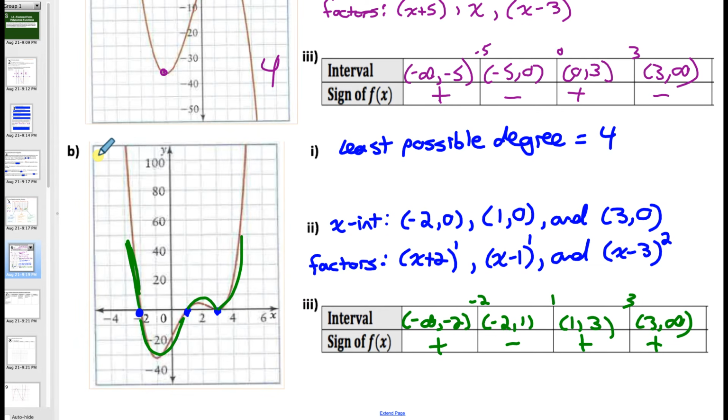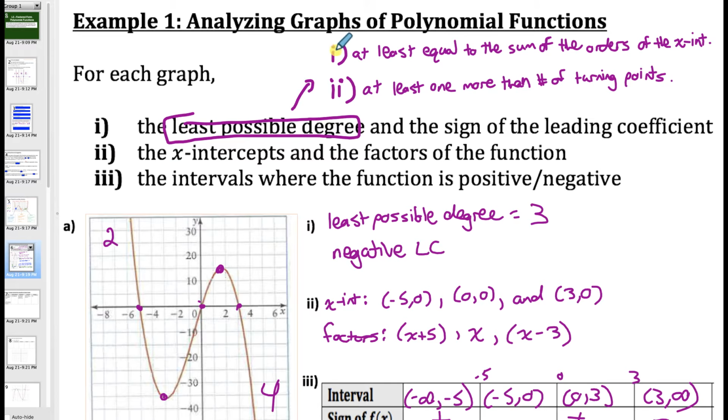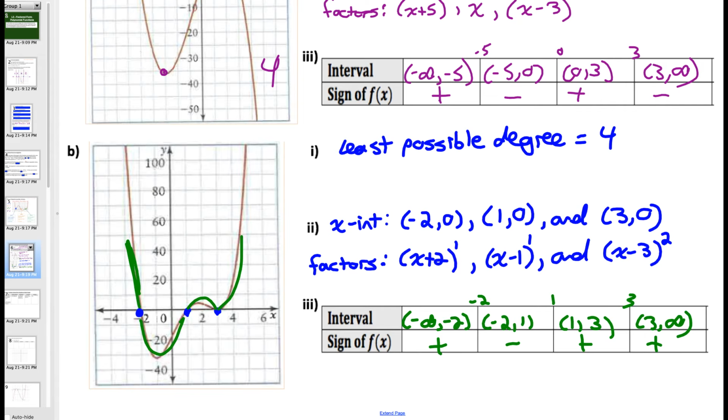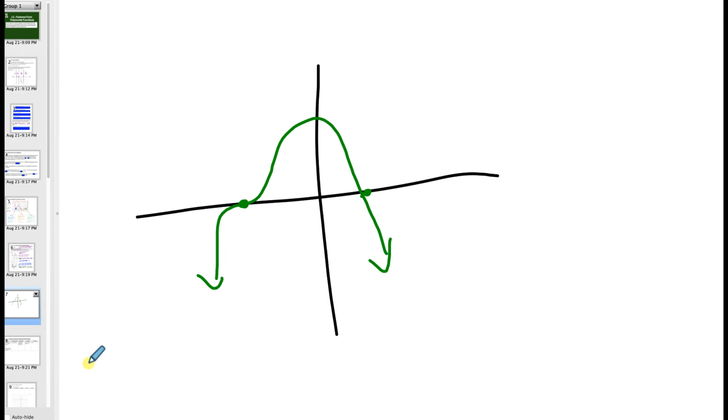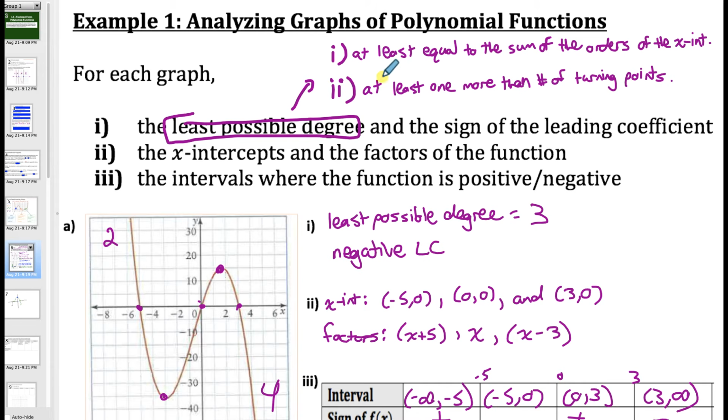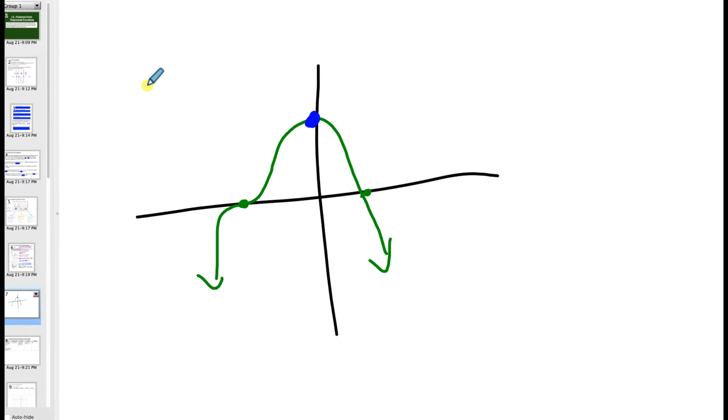For both of those examples, when we checked both of these two things for least possible degree, we got the same answer. But that's not always going to be the case. Let me just give you a quick example of what I mean. Okay, this function, how many turning points does it have? Just 1. So if we were to follow our rules, it says it has to be at least 1 more than number of turning points. You would say least possible degree is 2. But in fact, that's wrong.